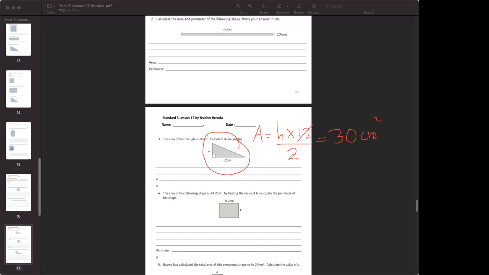Now remember, this 2 and this 12 can divide and you will get 6 here. So 6H is 30 centimeter squared. H must be 30 divided by 6. And that would be 5 centimeters. Check your answer. Will it be correct? 5 times 12, 60. 60 divided by 2, 30. So correct. Do you understand?